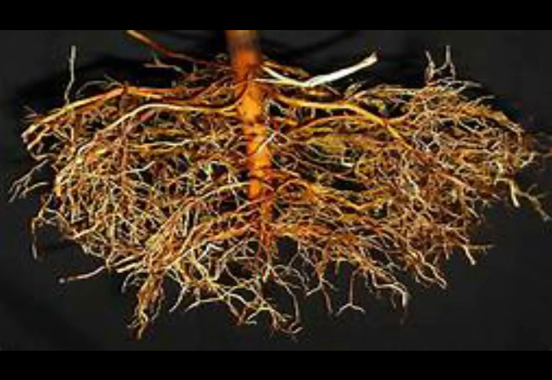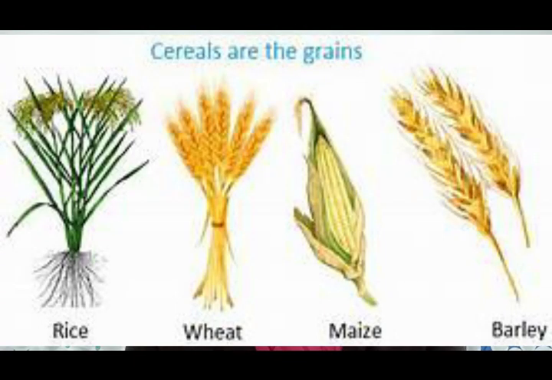Now comes the fibrous roots. Fibrous roots are the branches of thin and bushy roots that grow together into the soil from the base of the stem. Plants such as wheat, rice and grass have got fibrous roots.